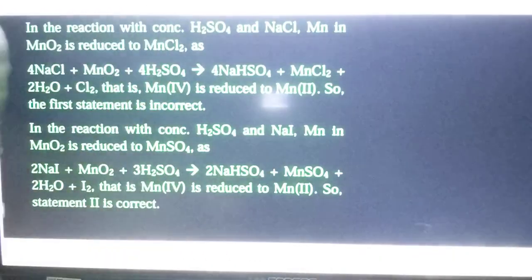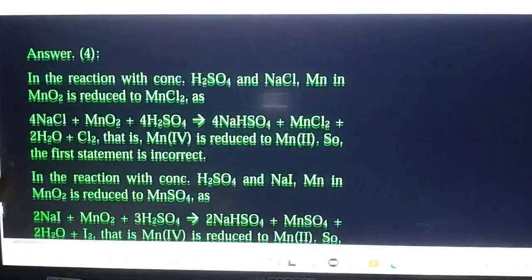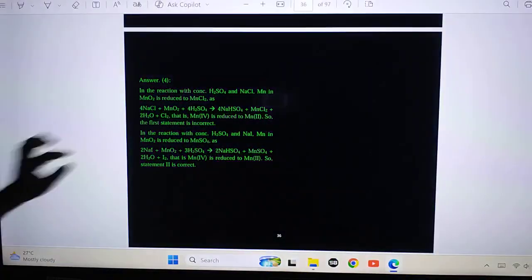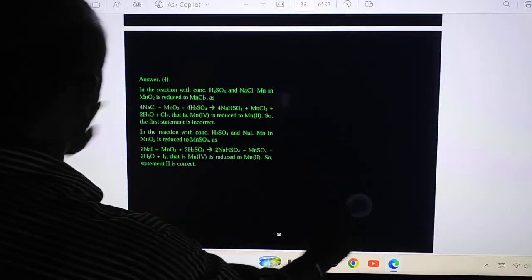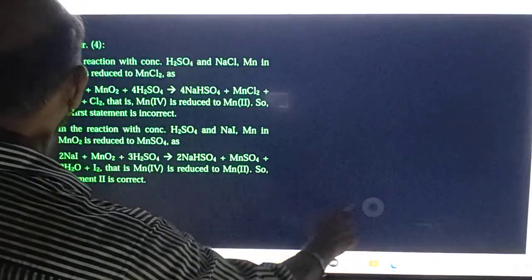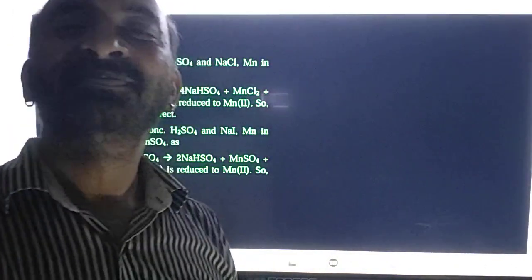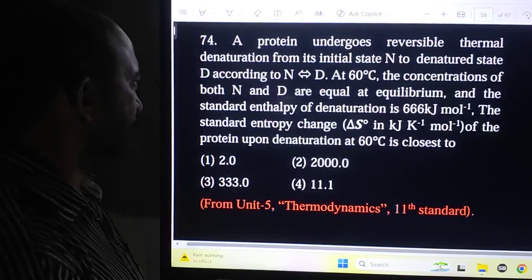So for this question, if you check among the given options, you will see that option 4 is the right answer. Then we proceed to the 74th question.